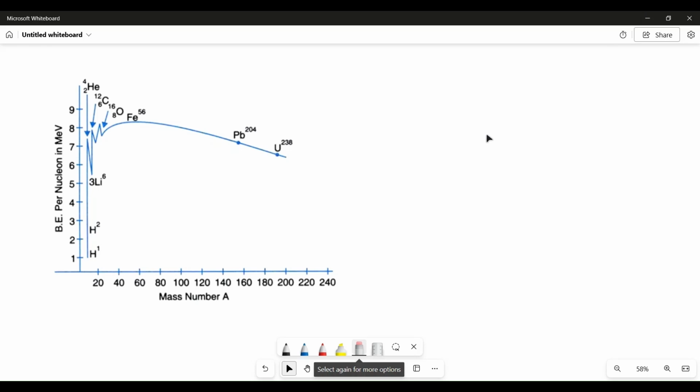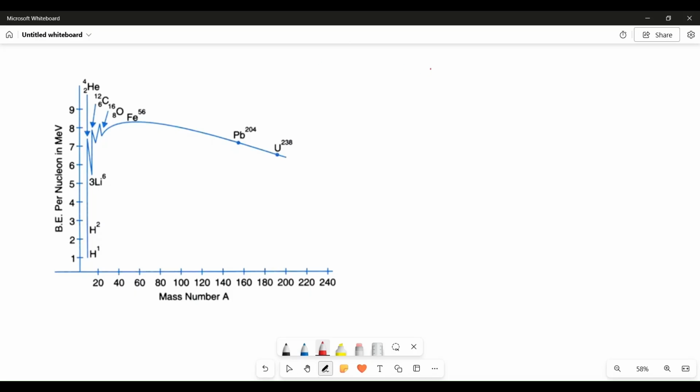Today we will learn about nuclear stability. There is a curve that has binding energy per nucleon on the y-axis, and mass number on the x-axis. We will explain this figure and see how it describes nuclear stability.